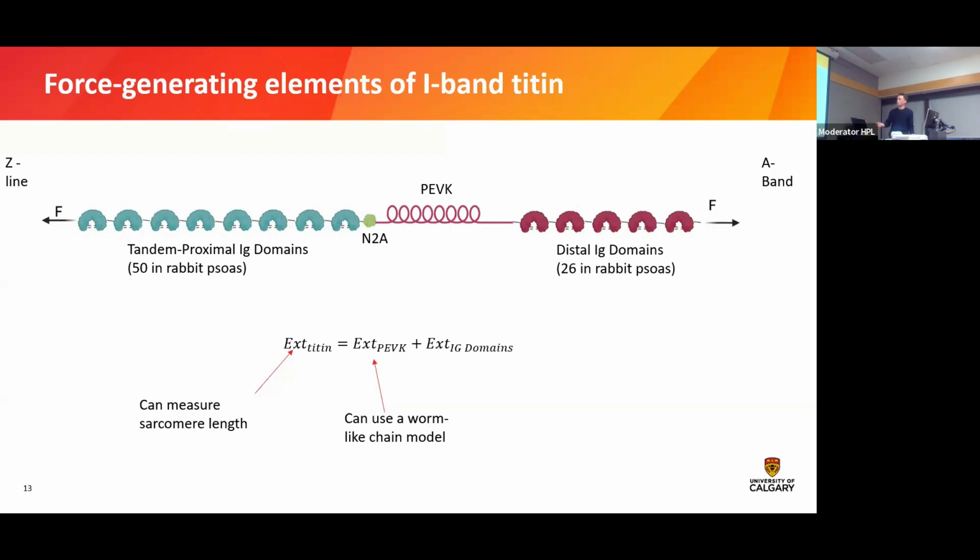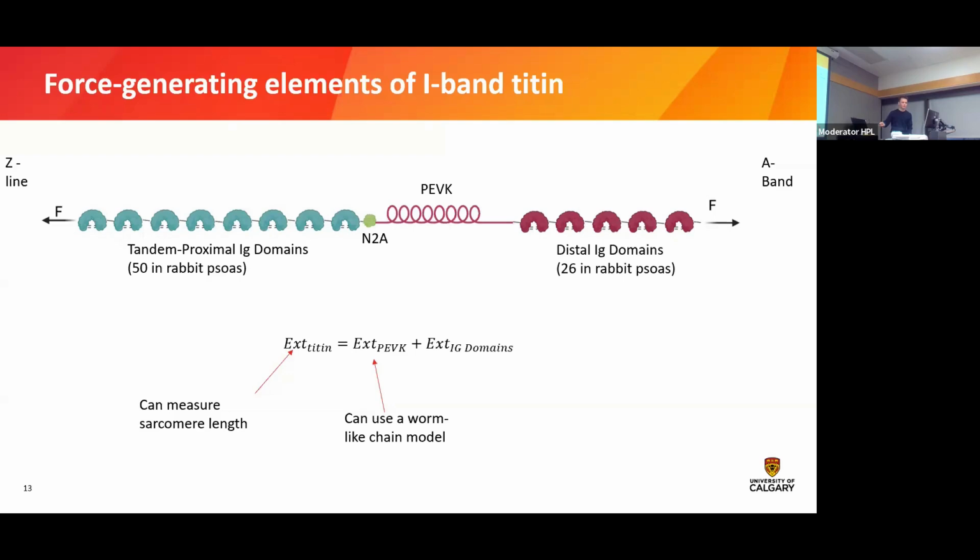And so what we can do is we can say we have the total length and we have the PEVK length. Now we can figure out the length of the immunoglobulin domains. And that allows us to figure out a lot of different parameters about the immunoglobulin domains because we have their length and we have the force on the myofibril. And so we can figure out how much work immunoglobulin domains are contributing. We can figure out when they're refolding, and a bunch of other things that I'll show you.